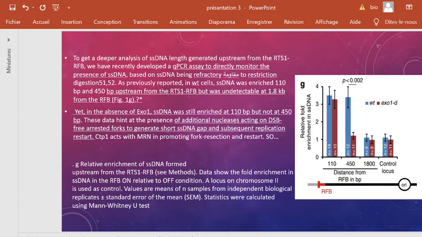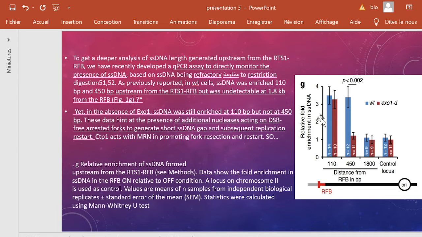So what we got here, we did a PCR assay to directly monitor the presence of DNA single strand refractory to resection. We got here a relative fold enrichment of DNA single strand, and here the distance from the reversed fork barrier in base pairs. So on this axis, 110 base pairs, 450 base pairs away from the reversed fork barrier. So distance from the reversed fork barrier. You have got here in blue and in brown, I think. So in blue we have got wild type, in brown we have got exo-1.